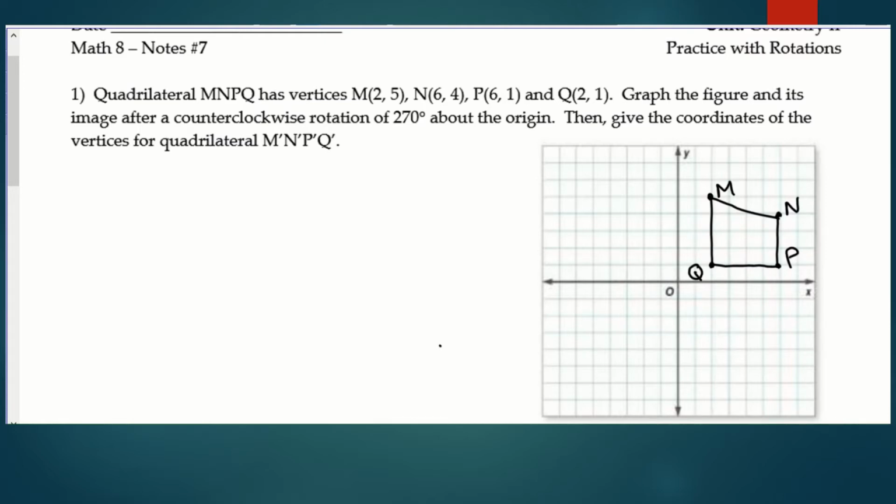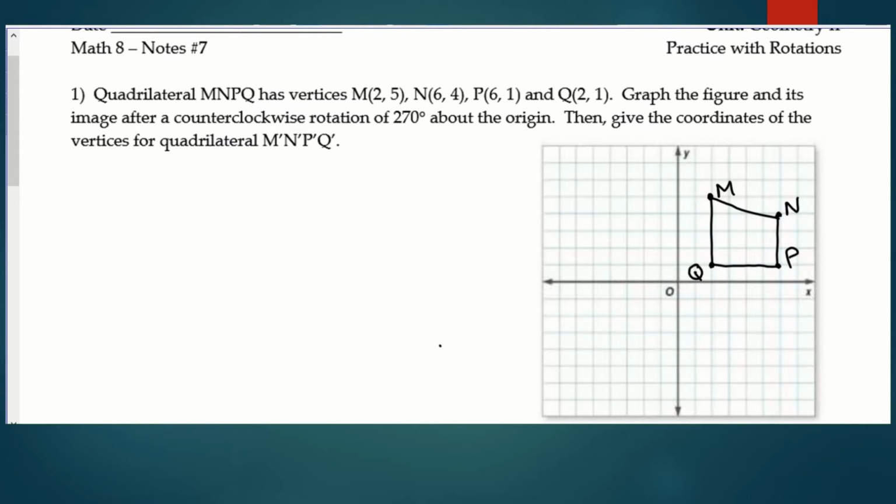Okay. All right, so we're going to go ahead and graph the image or the new figure after it's rotated counterclockwise 270 degrees about the origin. Okay, so I'm going to take my paper that's sitting in front of me, and I am going to rotate it counterclockwise. So remember, counterclockwise means we're going to move to the left in 90-degree increments. So moving to the left, I'm going to turn my paper once, and now my paper is horizontal.